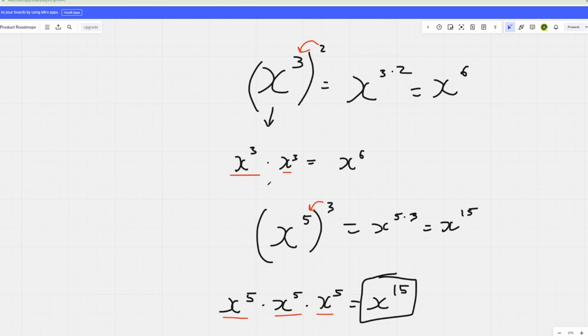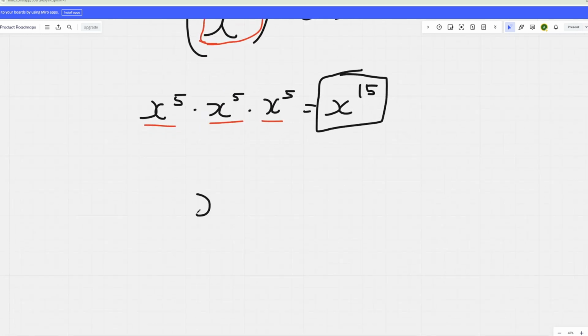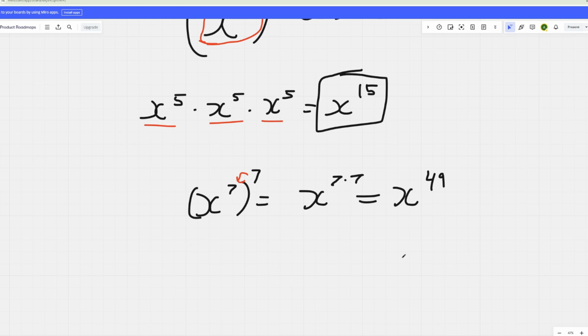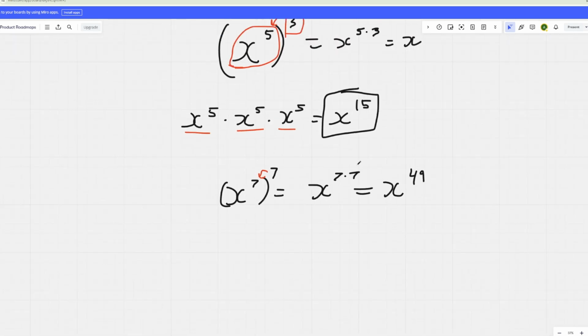But don't get this confused with something like x cubed times x cubed. This only works because you're raising this whole x to the 5th to the 3rd power. So let's say I give you x to the 7th, all of it to the 7th power. Well, using what we know, we have x to the 7 times 7, which gives me x to the 49th. And if we expand this, we can see that we're right. So these are all the basic exponent rules we need to know. There's another one on fractional exponents, but I won't get into that one today.